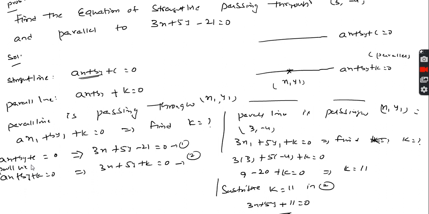3x + 5y - 21 = 0, and we want the parallel line. The parallel line is nothing but ax + by + k = 0, and it is passing through (x1, y1), that is 3x1 + 5y1 + k = 0. From that we need to find the k value.